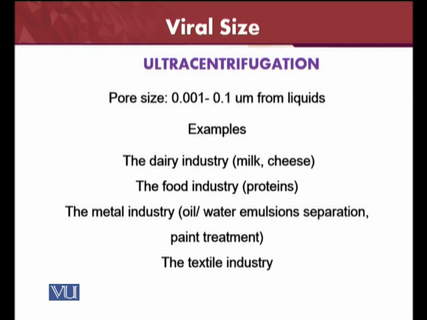The food industry is very important, and we purify from different proteins, so we use ultracentrifugation in the food industry. Then the metal industry, oil and water emulsion separations, paint treatment, the paint industry will be using this. And then the textile industry. However, the most important of them is the dairy industry, milk and cheese, which use this ultracentrifugation process.